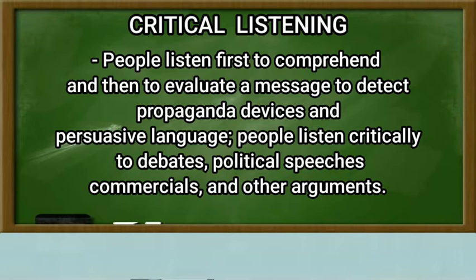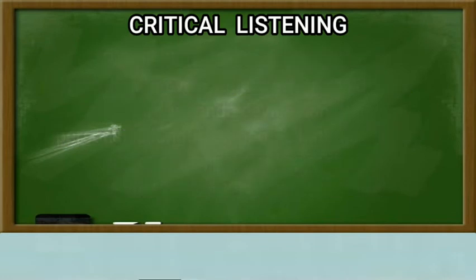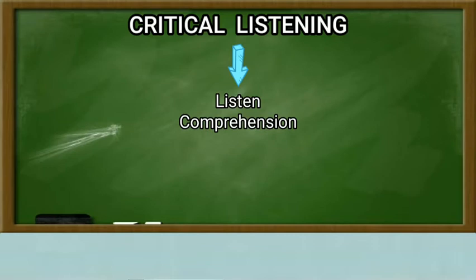So you evaluate what language was used, what propaganda technique, for example. There are products in the movie that are used to advertise them in a way. So that is part of critical listening. What is the purpose of critical listening? First, you need to listen with comprehension and you come up with your evaluation. Critical listening.